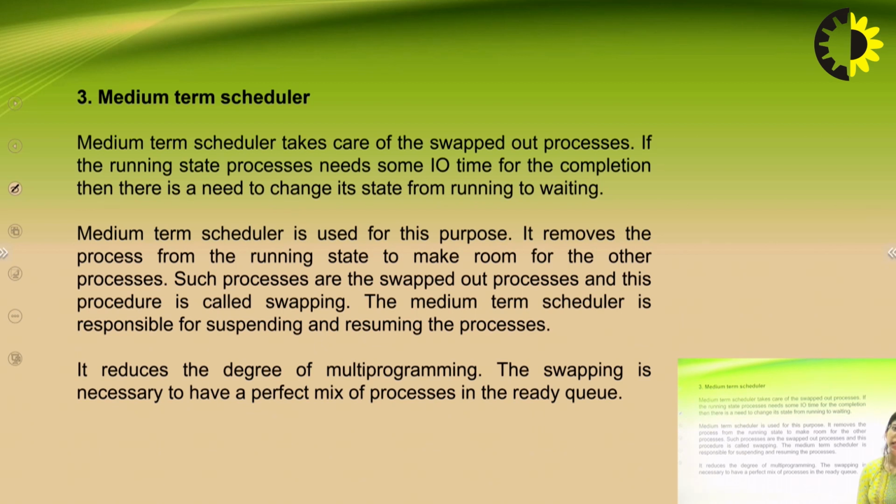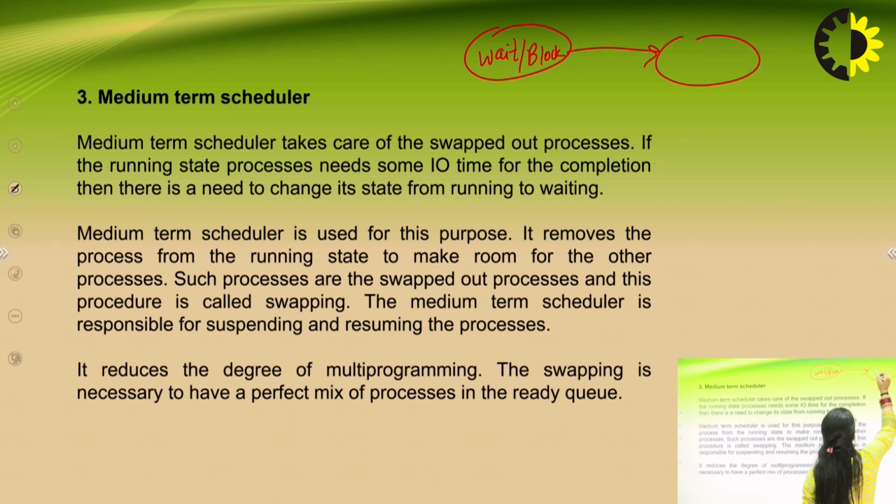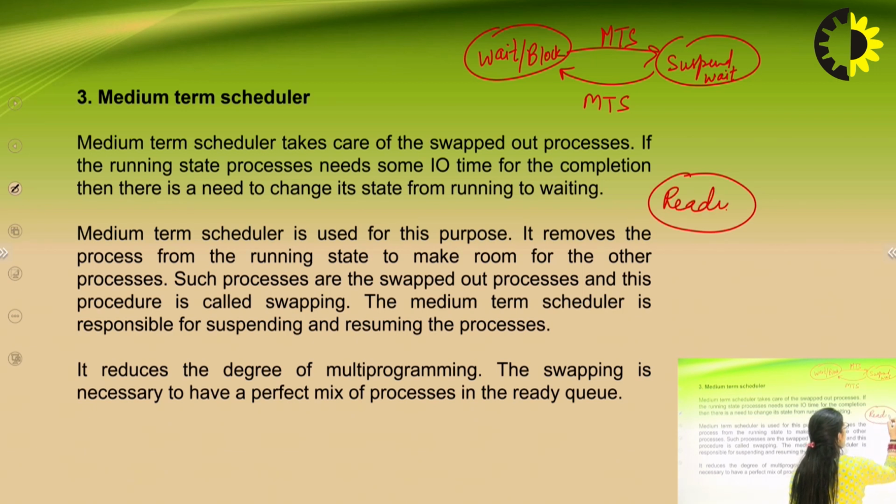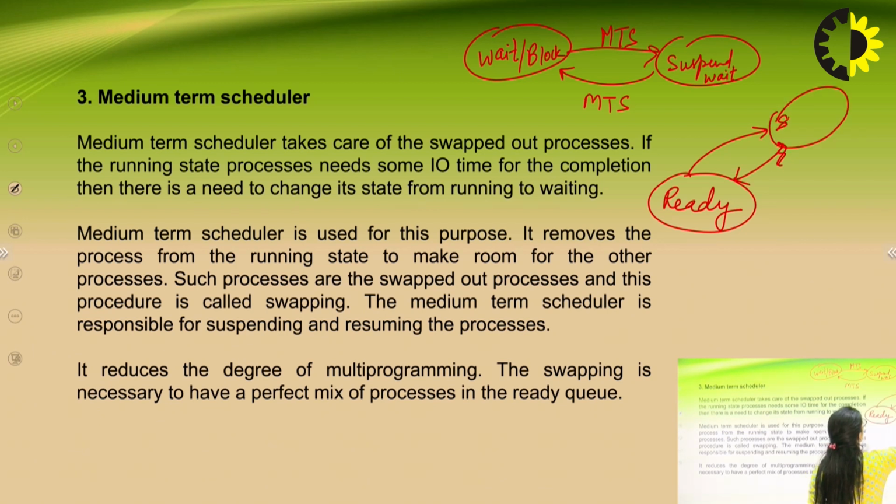Last one is your medium-term scheduler, or we can say the mid-term scheduler. It comes into play when we need to move the jobs from the wait or blocked state to the suspend wait state. Here the MTS, the mid-term scheduler, is working. Also, the mid-term scheduler is working when we need to move the jobs from the ready queue to the suspend ready state.